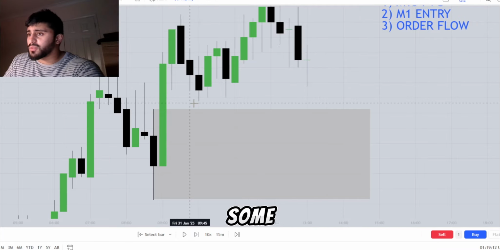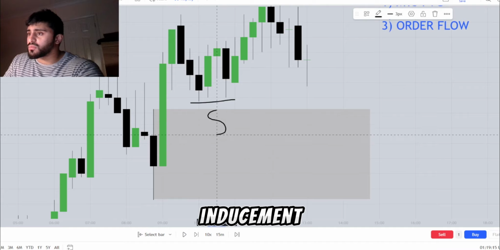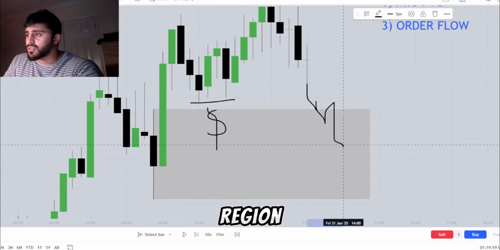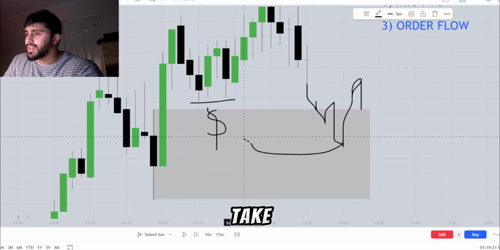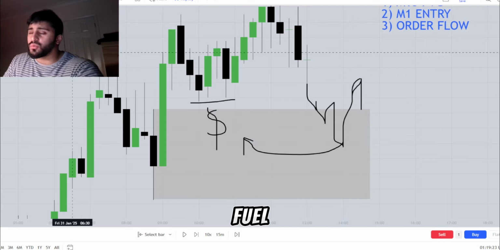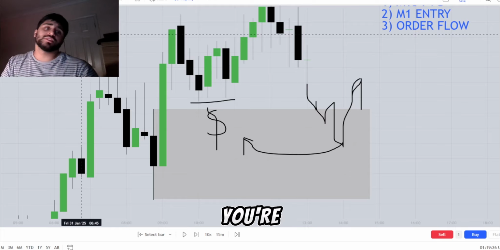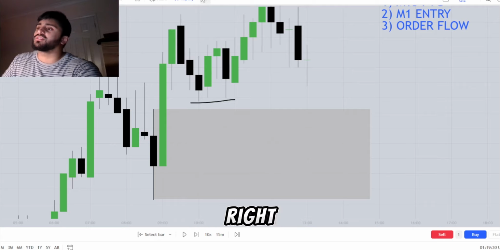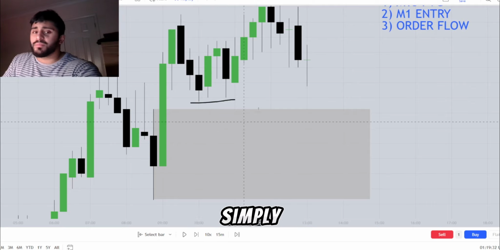The second thing is we have some inducement resting over here. Inducement means liquidity. When the market comes down to this region, we're simply looking to take out liquidity. Think of liquidity as fuel. Liquidity is fuel, and you're simply using it as an inducement. This is important to understand, right? Whenever you see this, this is simply inducement. Inducement is very, very important.